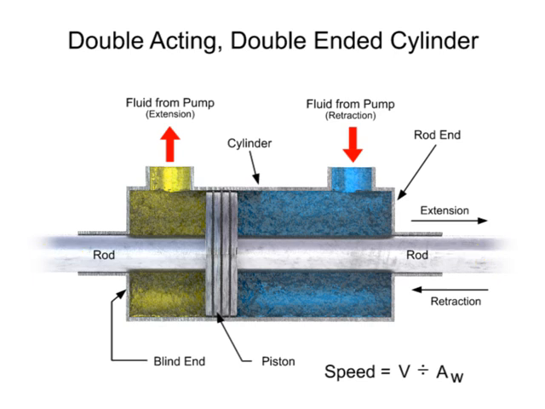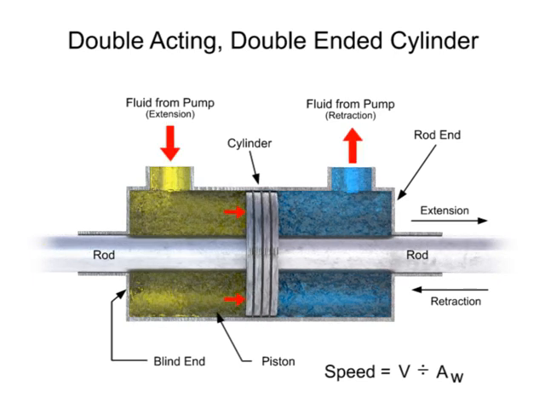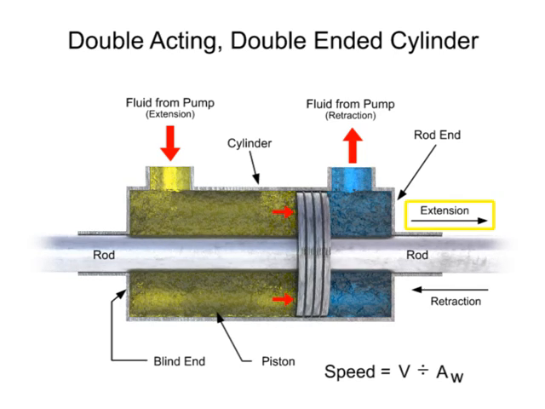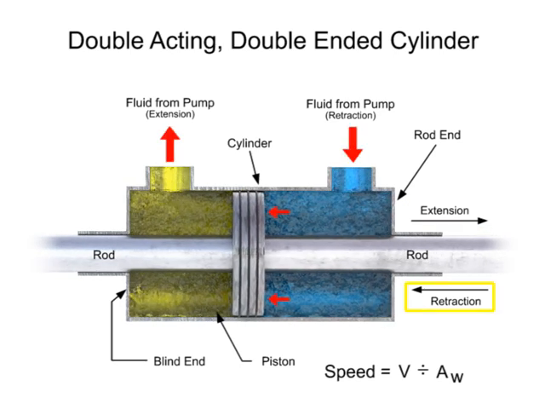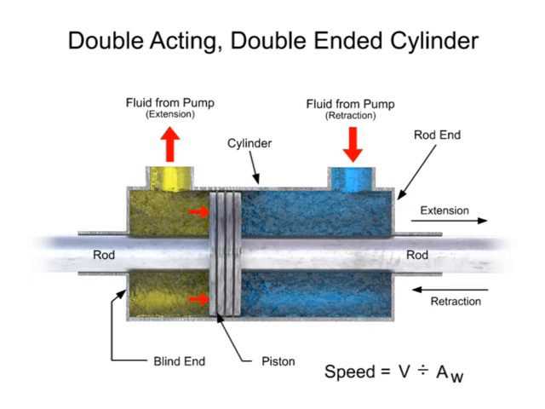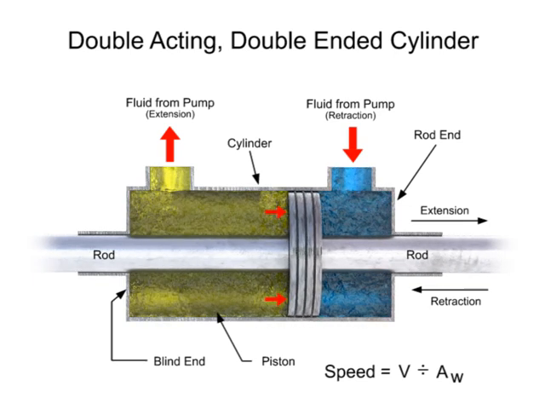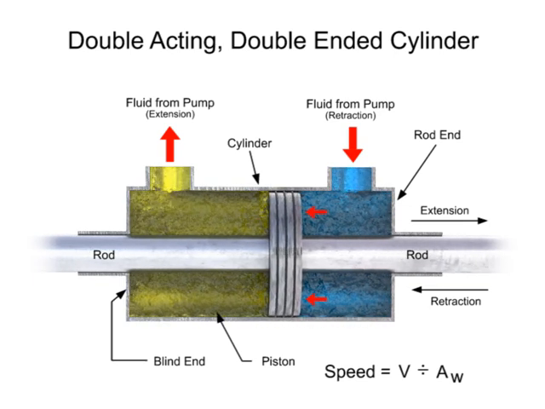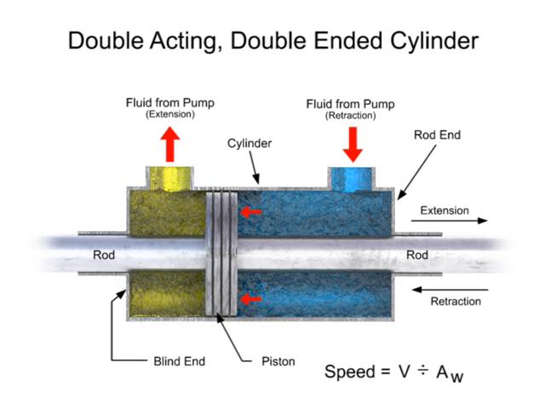Double-ended cylinders work similarly to single-ended, but are used when a constant speed is required for both the extension and retraction strokes. Since the flow rate is the same and the piston areas are the same, the speed for extension and retraction is also the same.